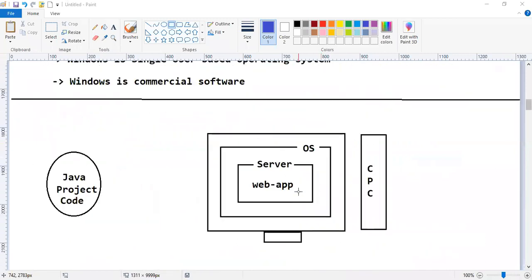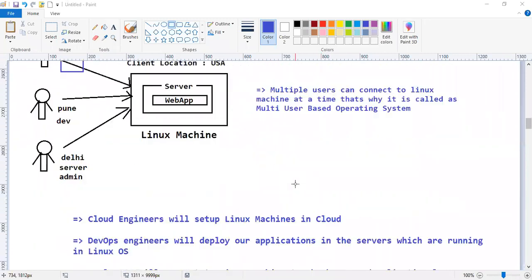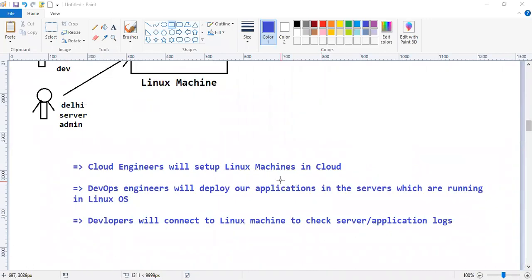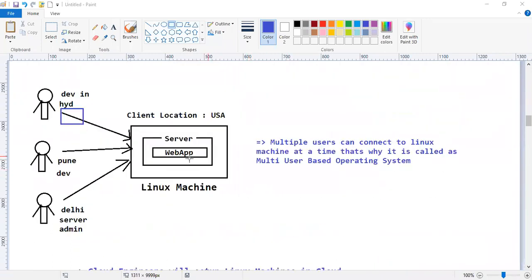Do you understand why DevOps people should know Linux? Why developers should know Linux? Now, tell me, is Linux required only for the DevOps people? No, every software engineer. Testers also should know Linux. In my project, testers also connect to the Linux operating system to check the logs of our application. Software testers will connect to the Linux machine. Developers will connect to Linux. DevOps people will connect to Linux. AWS people will connect to Linux. Every Java developer also should have knowledge of Linux, guys.